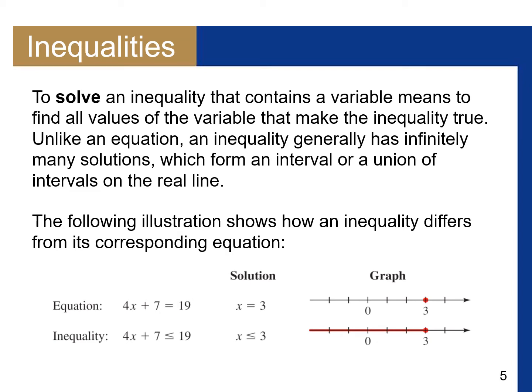To solve an inequality that contains a variable means to find all the values of the variable that make that inequality true. Unlike an equation, an inequality generally has an infinite number of solutions. Sometimes it has a set of solutions. So here's an equation where we have the answer being 3, and down here is an inequality where we have 3 or less than. So less than or equal to 3. Notice the 3 is filled in at the dot. That means it includes 3.